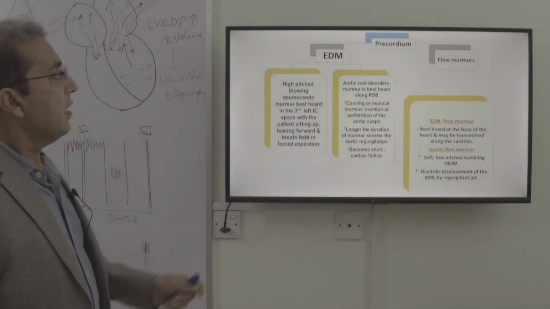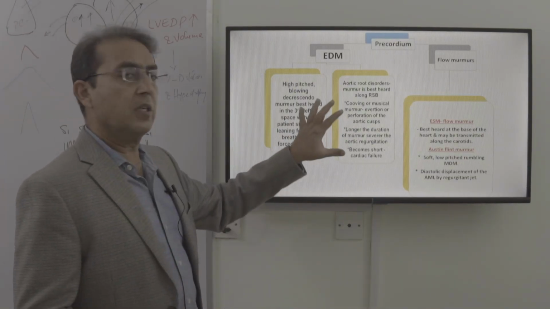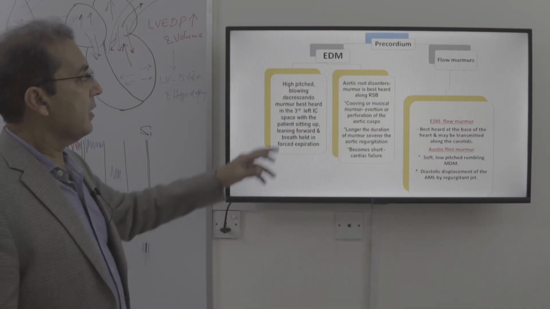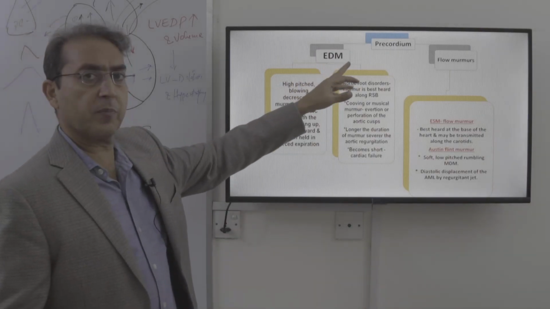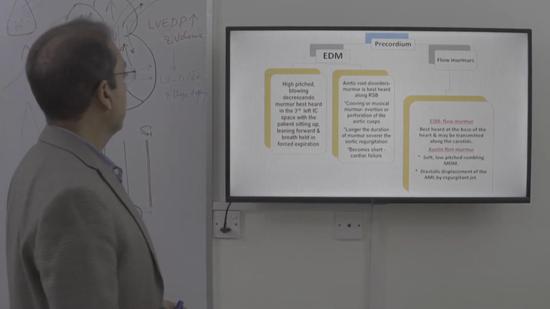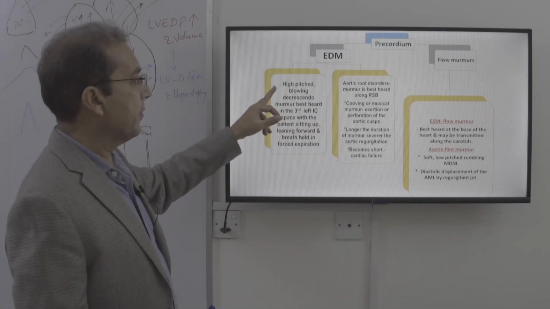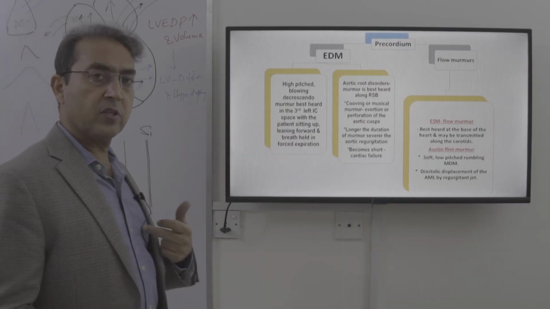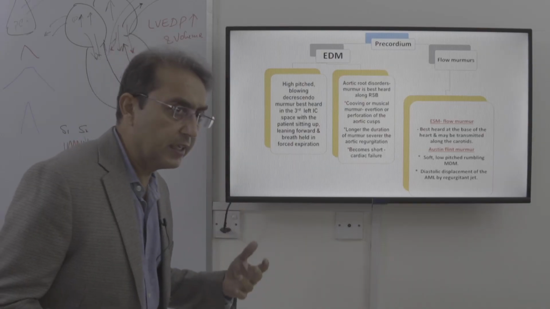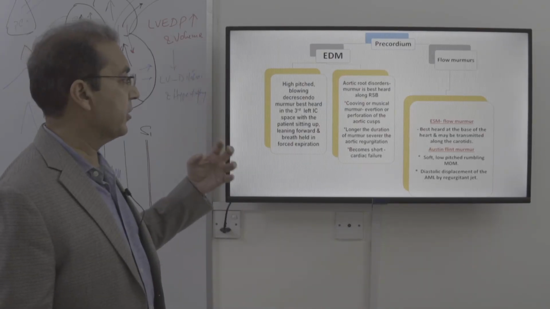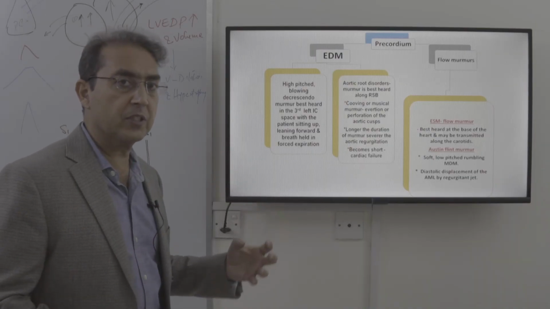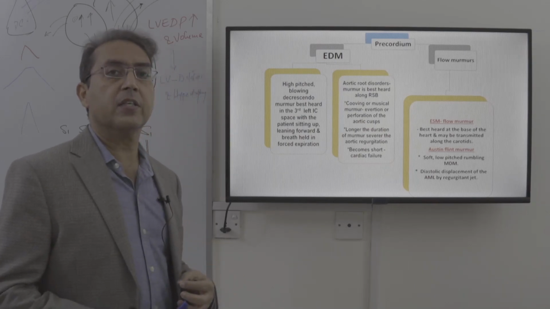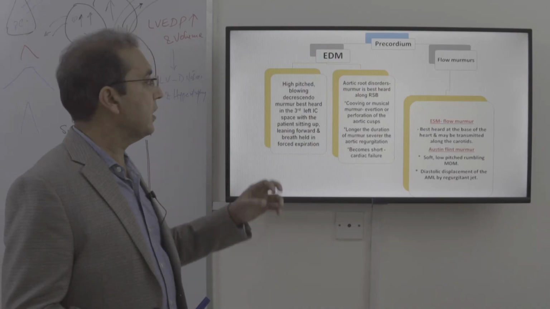And then we come to the precordium. We hear the characteristic murmur of aortic regurgitation. This is called early diastolic murmur, or EDM. The murmur in aortic regurgitation is early diastolic. It is a high-pitched blowing decrescendo murmur. This is heard best in the left third intercostal space when the patient is sitting, leaning forward, and the respiration is held in forced expiration. So the patient leans forward, expires, and holds the respiration in expiration phase. You can hear this murmur well.